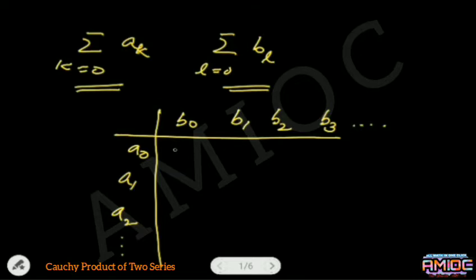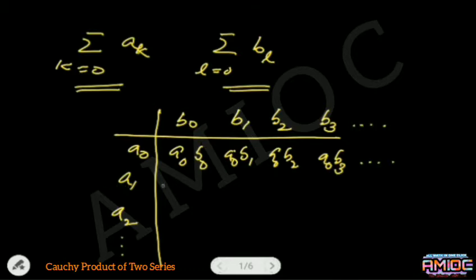The first element, that means the first row, first column entry, is evaluated by taking the product from the first row, first column. That means here we get a0 b0. Here we get a0 b1. Similarly, here a0 b2, a0 b3, etc.